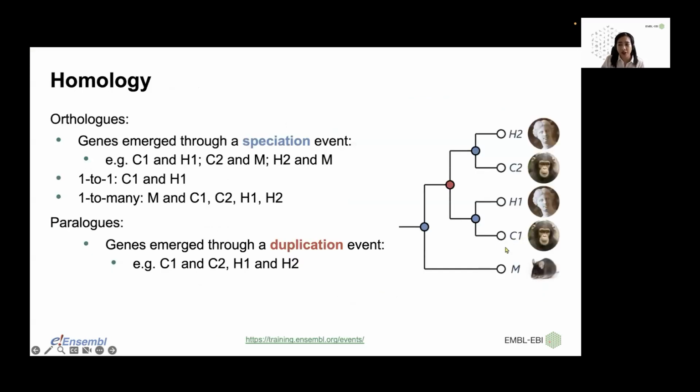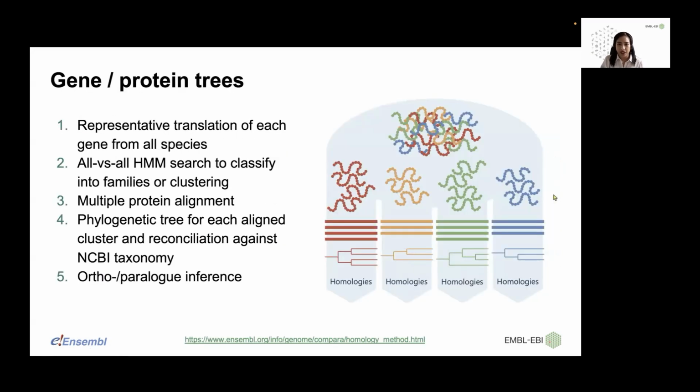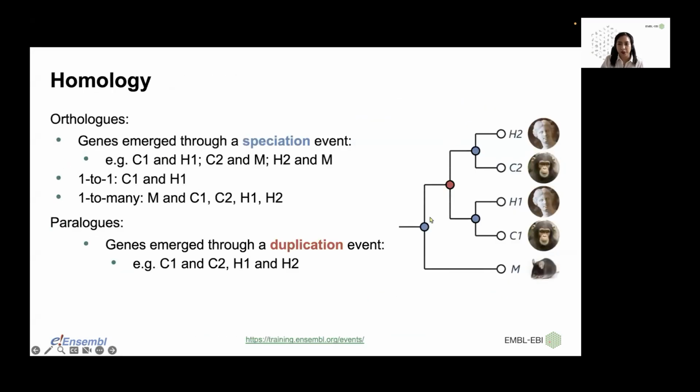There are two main types of homologous relationships. So these are orthologs and paralogs. So here on the right, we have a simplified phylogenetic tree, or also called phylogeny. And we have the phylogeny right here on the right. And then to explain these relationships, we've given the terminal nodes different names. So we've got H2, C2, H1, C1, and M here.